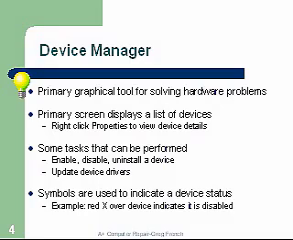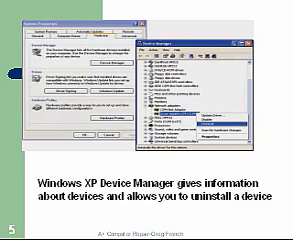Device Manager, another very important tool. Primary graphical tool for solving hardware problems. The primary screen displays a list of devices, all your hardware in your computer. Right-click and choose properties to view device details. Some tasks that can be performed: you can enable, disable, and uninstall a device. You can also use this to update device drivers. Symbols are used to indicate the device status. For example, it could be a red X over the device, indicating it's been disabled. Here's some windows to show you the XP Device Manager.